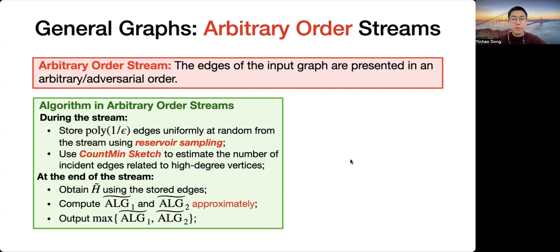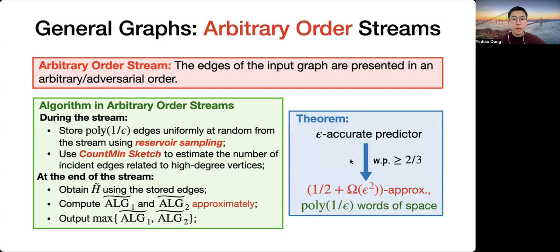At the same time, we use sketching techniques designed for frequency estimation, such as count-mean sketch, to estimate the number of incident edges related to high-degree vertices. At the end of the stream, we obtain H tilde using the stored edges. But since we can't retrieve H exactly anymore, we can only compute ALG1 and ALG2 approximately, and finally output the maximum of them. We can show that given oracle access to an epsilon accurate predictor, this algorithm in arbitrary order streams also achieves a half plus omega epsilon square approximation with probability at least 2/3. And the space complexity is also poly 1 over epsilon words.